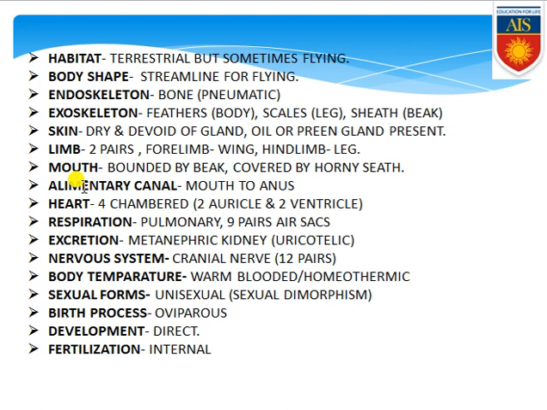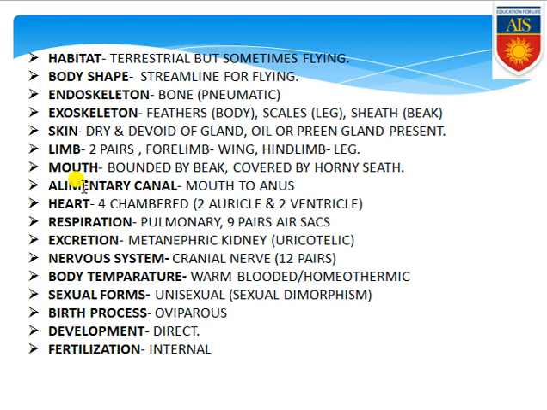Keep it in your mind, their limbs are 2 pairs, and out of the 2 pairs, the forelimbs are modified into wings and the hind limbs produce the legs. The mouth is obviously bounded by the beak, which is covered by the horny sheath, as I have already told. The heart is 4 chambered because 2 auricles and 2 ventricles are present. Respiration: they perform pulmonary respiration because they have lungs. With that, 9 pairs of extra air sacs are also present in their body, which help them to fly.